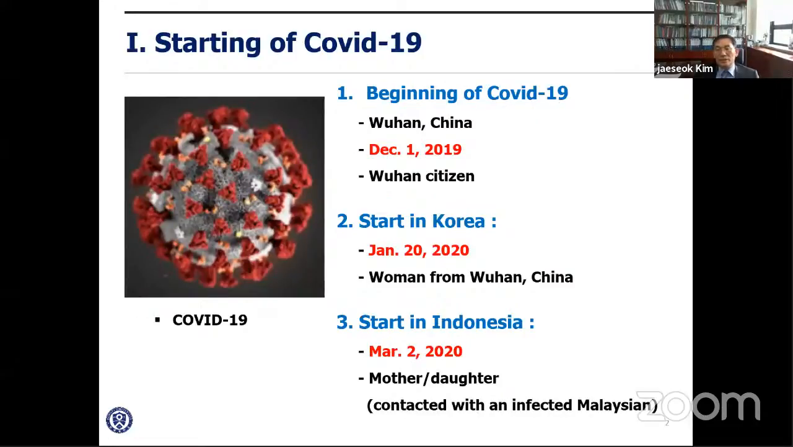Okay, as you know, COVID-19 started on December 1st last year in Wuhan, China. It occurred in Korea on January 20th this year by a woman returned from Wuhan city. And it started in Indonesia on March 2nd this year, to two women in contact with an infected Malaysian. Is that right?